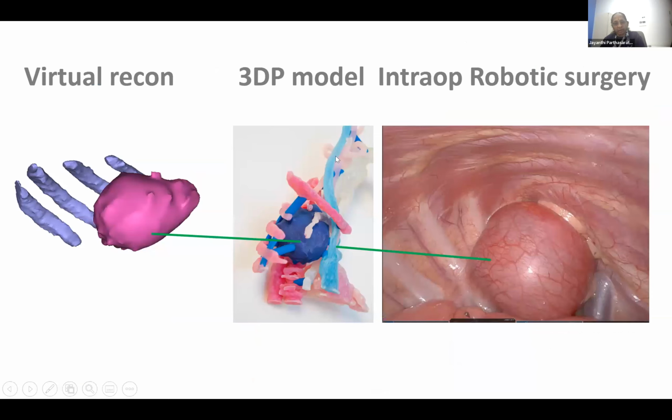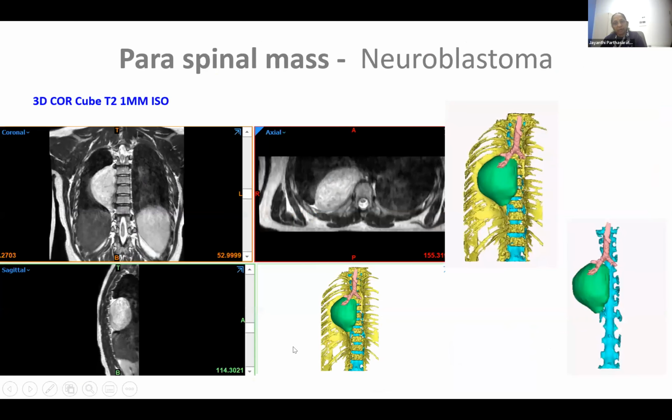This is the printed model where we printed them in multicolors. And this is the virtual reconstruction, the region of interest, very specifically. This is the intraoperative picture from the robotic surgery.